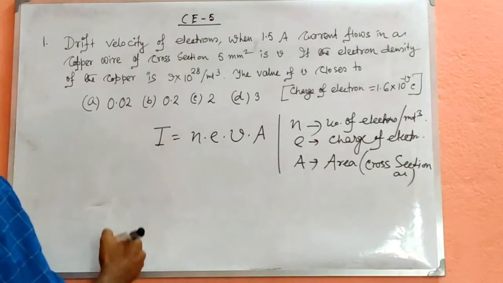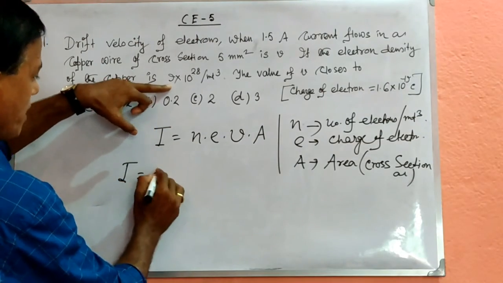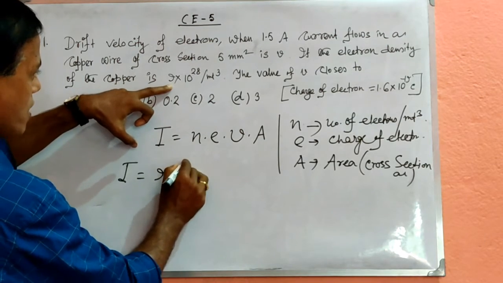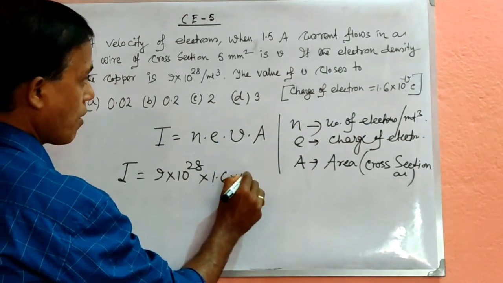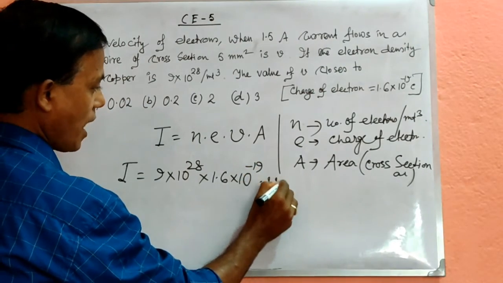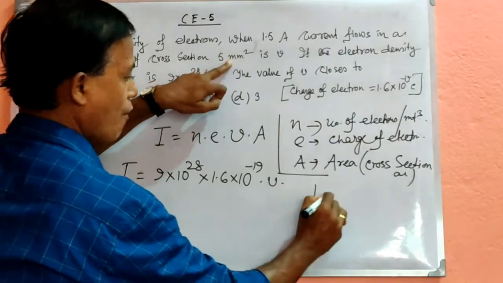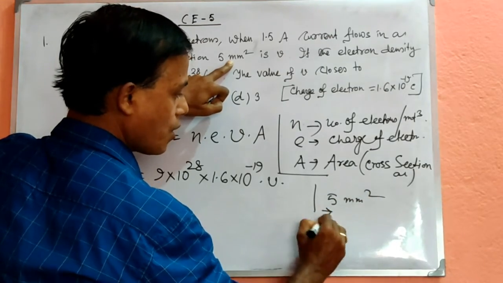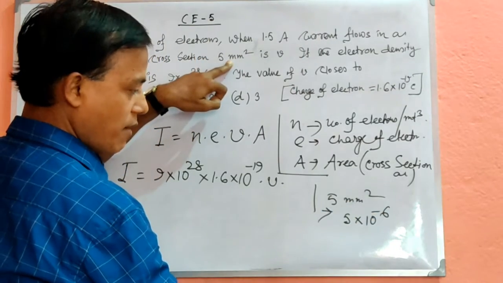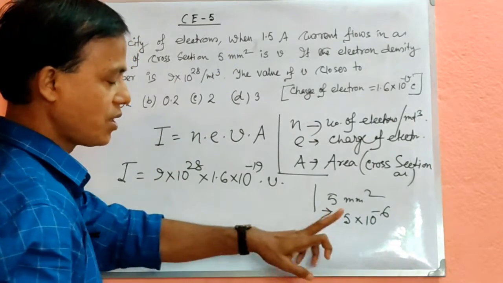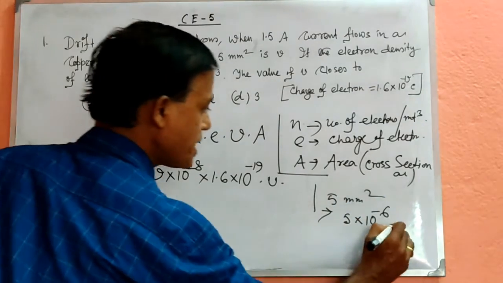So here I is equal to N means 9 into 10 to the power 28 into E means 1.6 into 10 to the power minus 19 into V, and area that is given in millimeter square, so it comes 5 into 10 to the power minus 6 meter square.